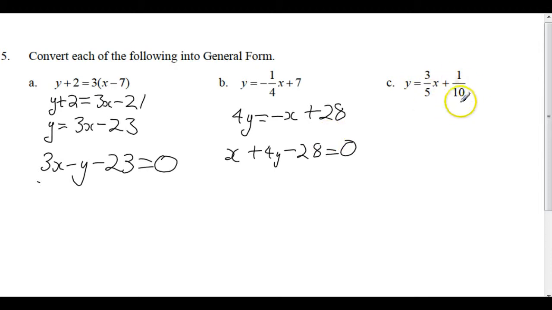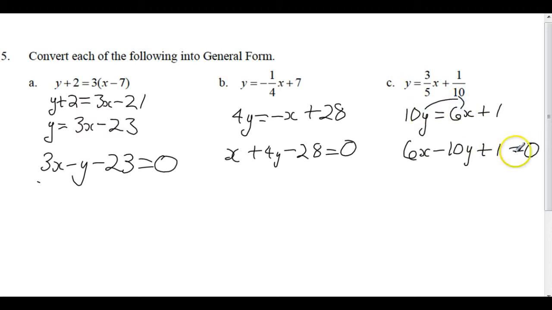And C, we need to get rid of this again, so we're going to have to multiply through by the lowest common multiple, which is 10. So 10y is equal to, 5 goes into 10 twice, so this will be 6x plus 1. 6x minus 10y plus 1, since the x is positive, we're just going to move this over, is equal to 0, and that's 5c.